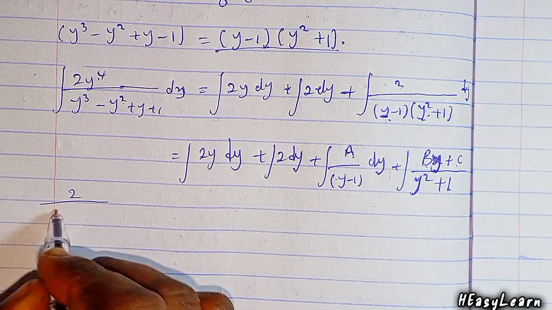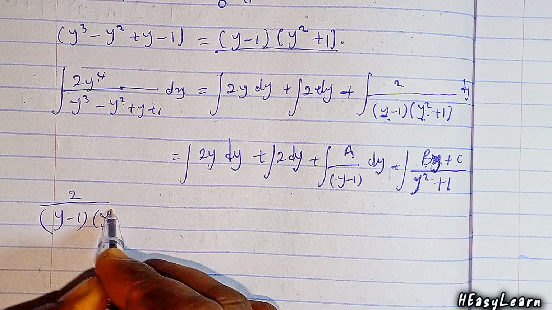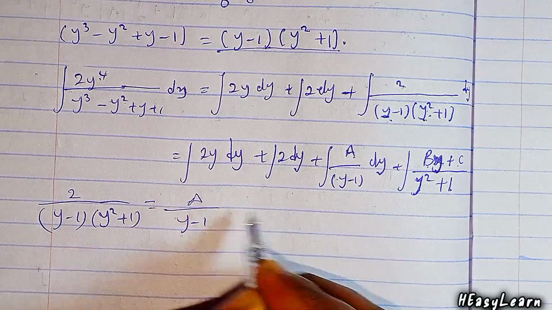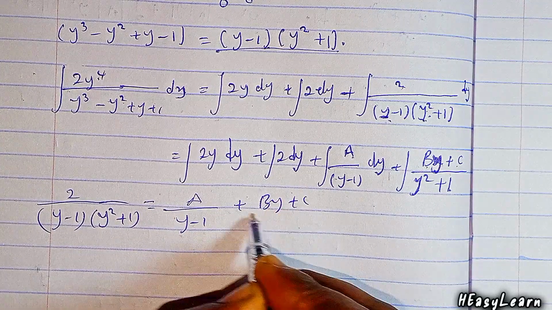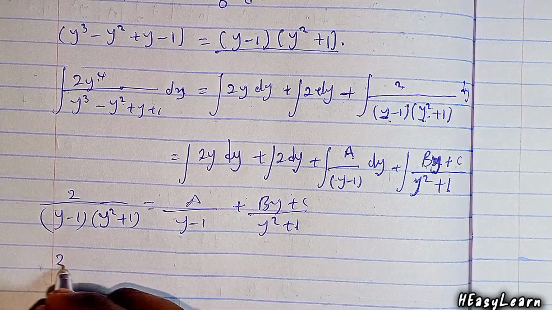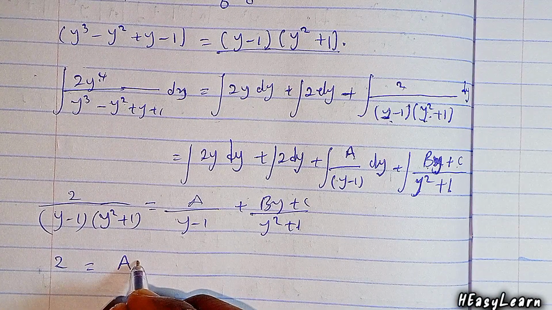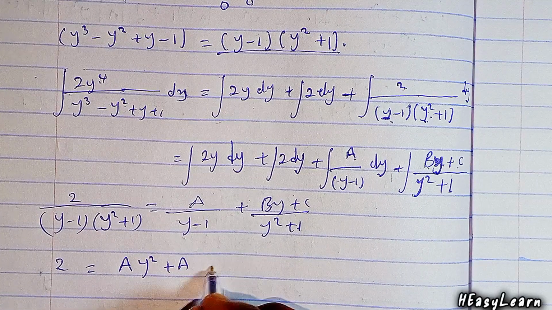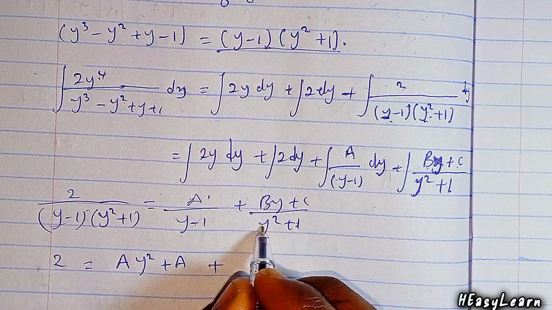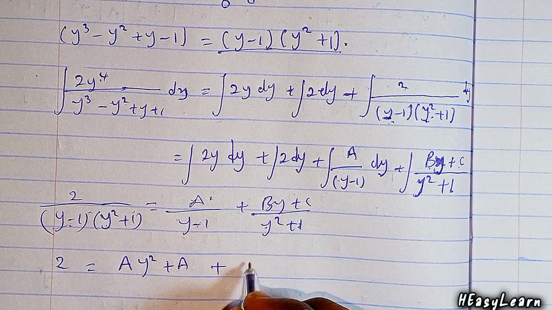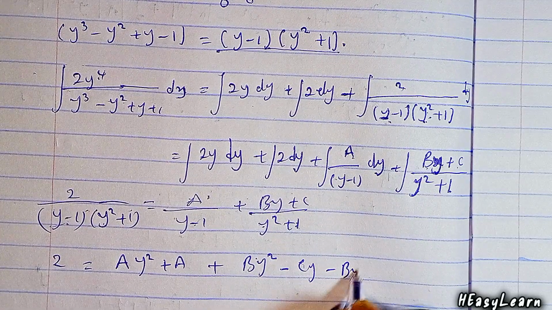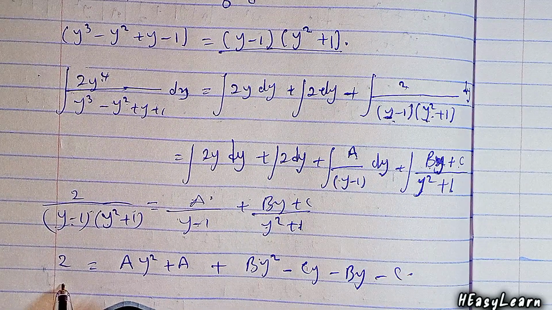2 over y minus 1, y squared plus 1 is the same thing as A over y minus 1 plus By plus C divided by y squared plus 1. This is from here. So clear fraction, we have A times y squared plus 1, because here y minus 1 will go away and we are left with this. Then you open the bracket plus here y squared plus 1 will go away and we are left with what? By squared minus Cy minus By minus C.